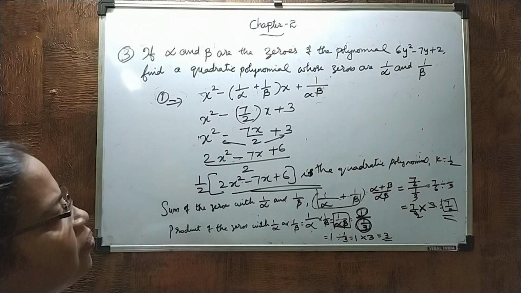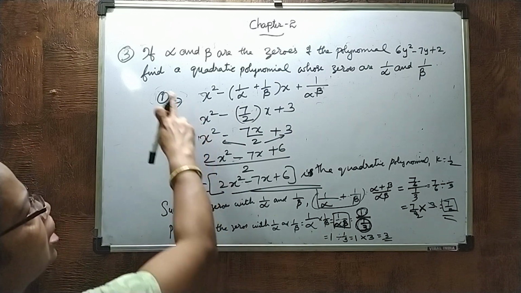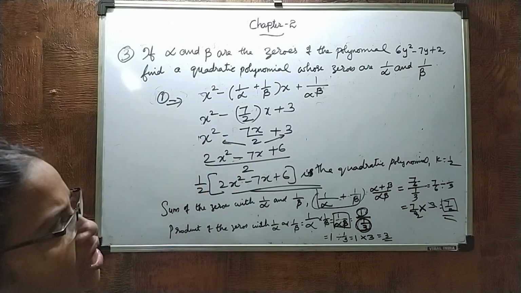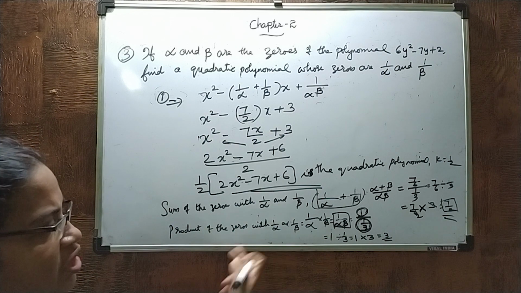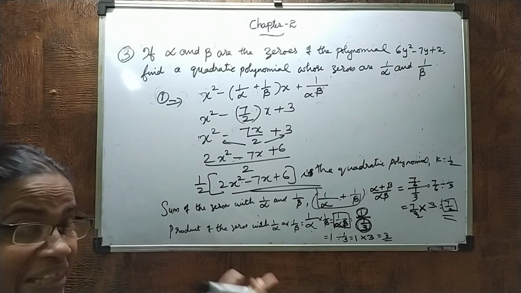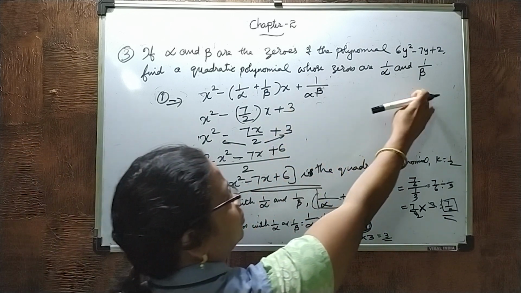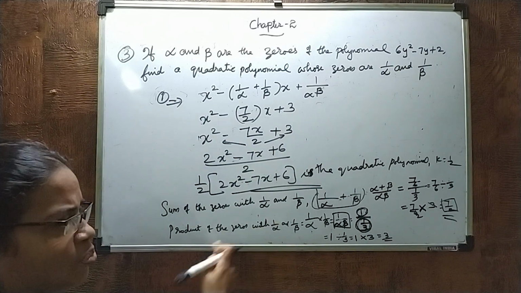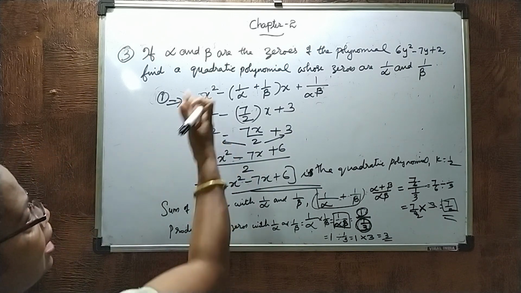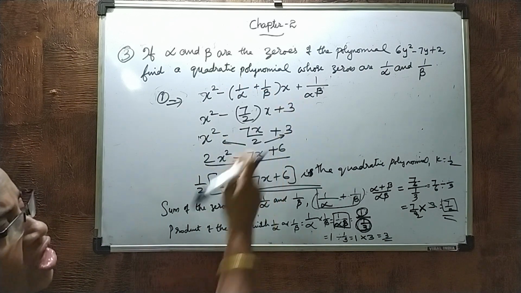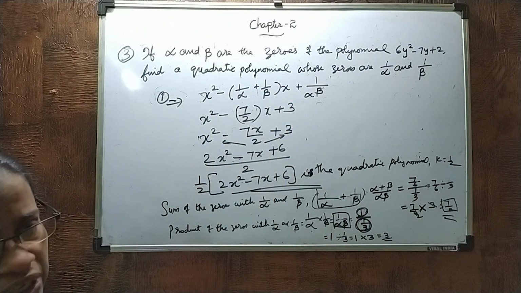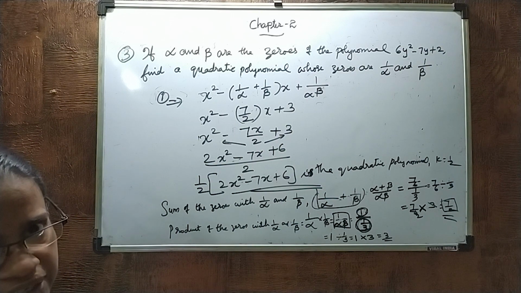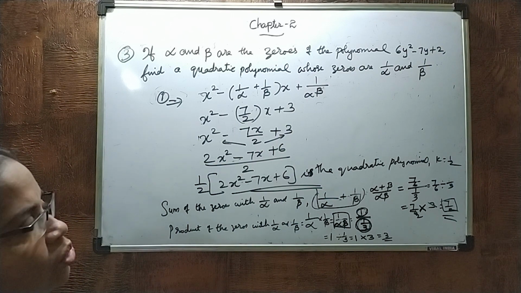So when they have given you alpha, beta, and also 1 by alpha, 1 by beta, you have to remember this one. Using the sum and product with 1 by alpha and 1 by beta, which they had given you already, you have to find the sum and product. And with alpha and beta, you can find the sum and the product. Then compare it, you will get the answer. So try to do it on your own.